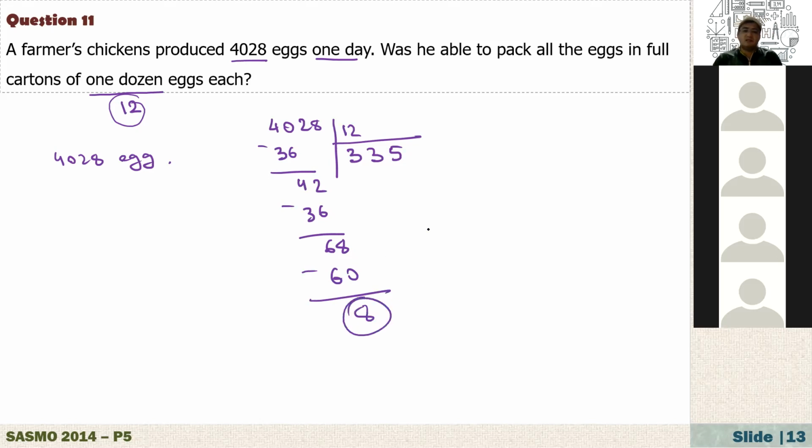So that means that I can actually fill 335 cartons. Each one contains 12 eggs, but 8 eggs will be left over, right? Because these 8 eggs will not fill 1 carton, which takes 1 dozen eggs. So to the question, was he able? The answer is no.